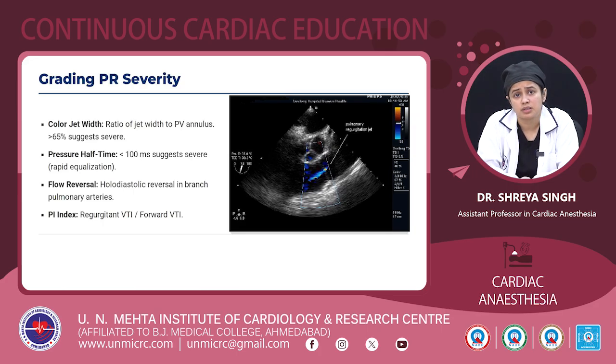So a jet width of more than 65% of the pulmonary valve annulus suggests severe. A PHT less than 100 milliseconds again suggests severe. If there's holodiastolic reversal in branch pulmonary arteries, again it's considered severe PR.